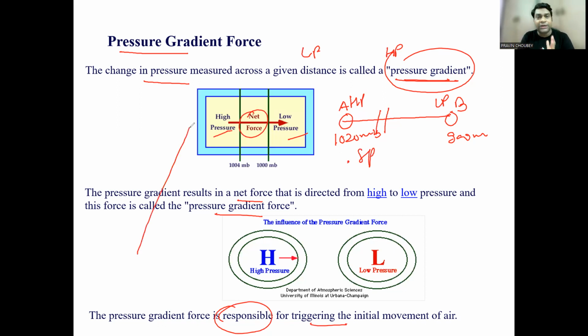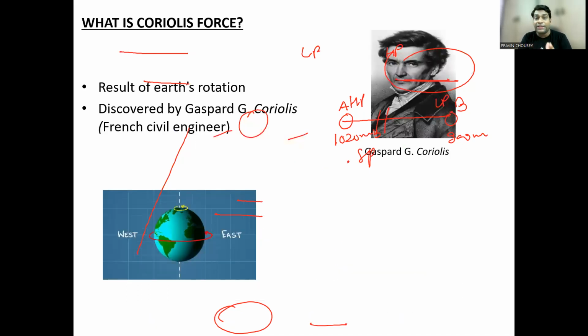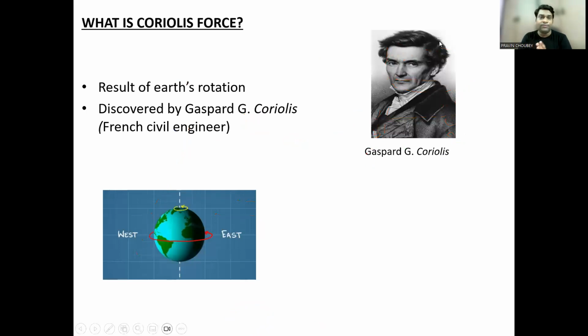Now after understanding the pressure gradient force, we'll move on to understand what the Coriolis force is. The most important force. What is this Coriolis force? Now remember, the Coriolis force is not a real force.